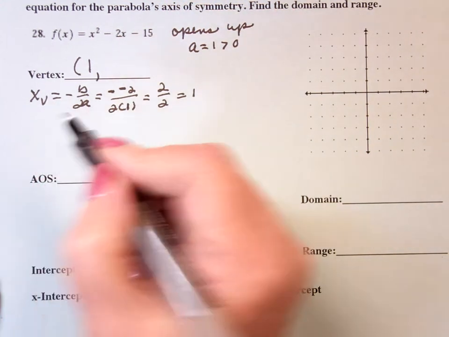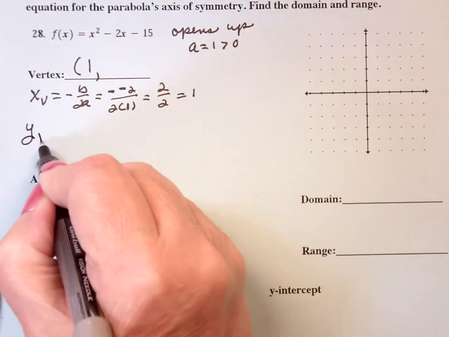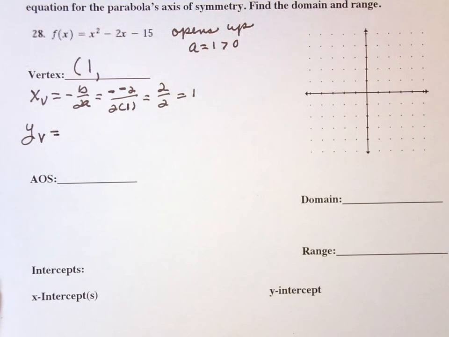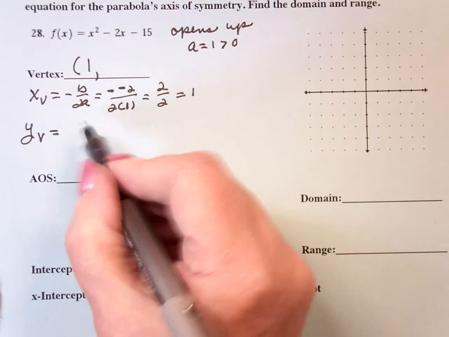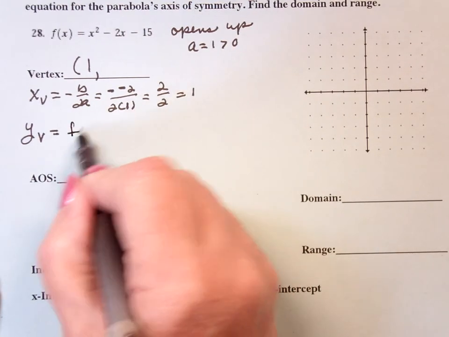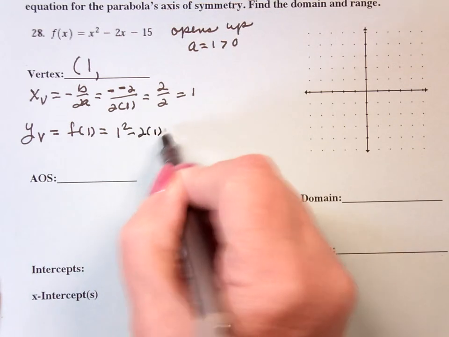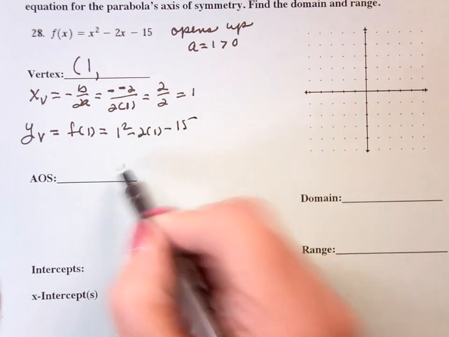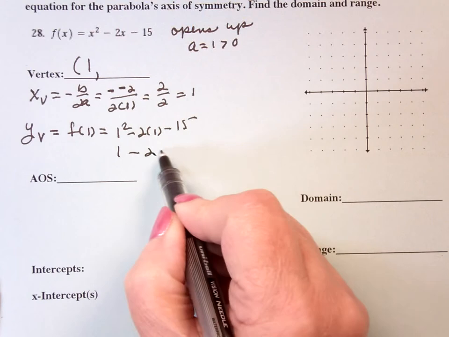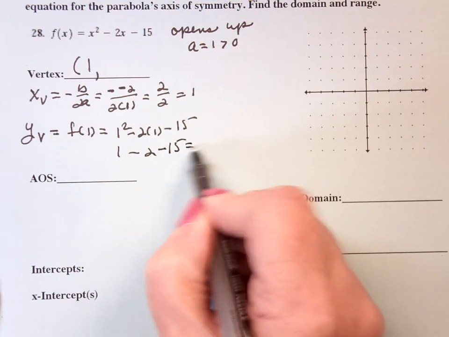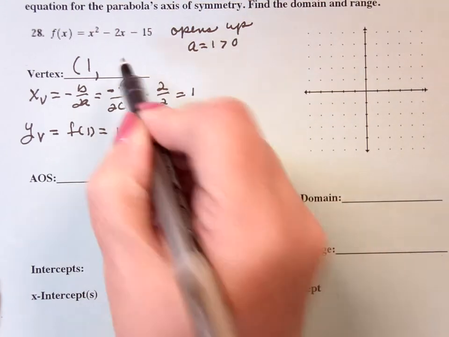Can't you already find y then? Then we can find y, the y-coordinate of the vertex. No, but I mean, isn't it the last? Pardon me? Isn't it negative 15? No, that's only negative 15 if x is 0, unfortunately. It's f of 1, which is 1 squared minus 2 times 1 minus 15, which is 1 minus 2 minus 15, or minus 16.